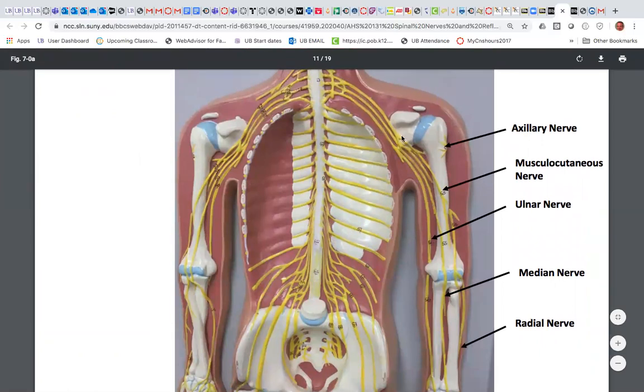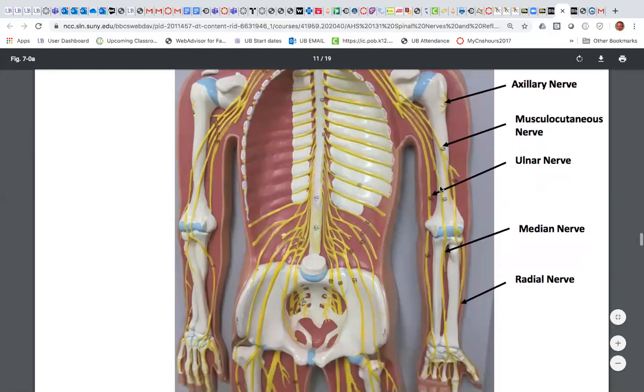So if your brachial plexus comes down, you start to see that first nerve here wraps around just distal to the head of the humerus where that neck is, that's the axillary nerve. And then just distal to that, kind of going down the middle of the humerus, that's your musculocutaneous. And that's the one that goes to the biceps and the coracobrachialis, which is found right around mid-humerus.